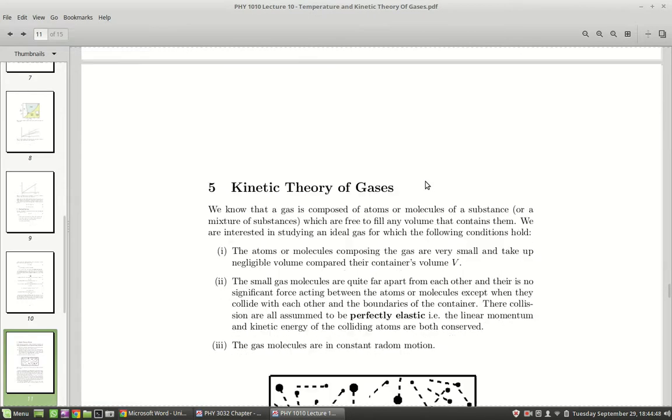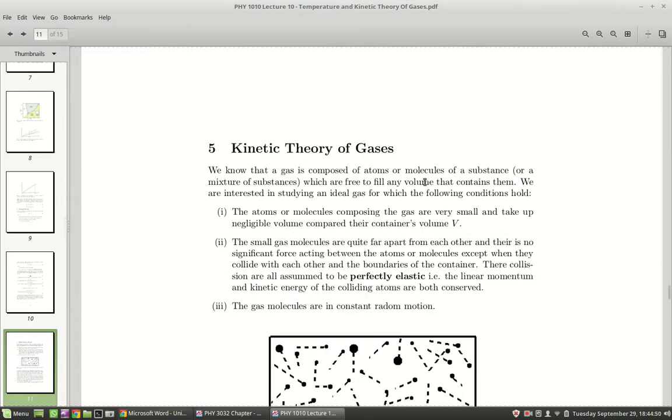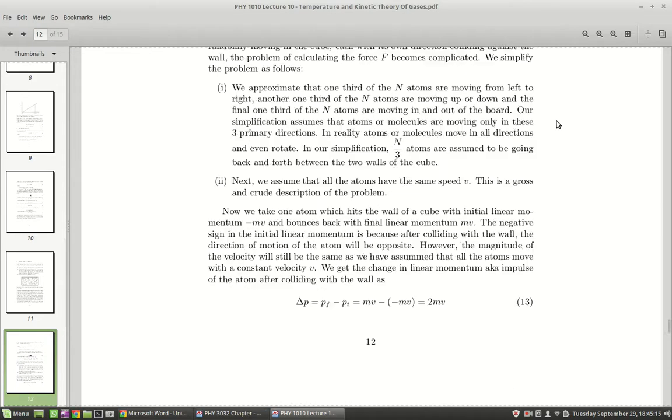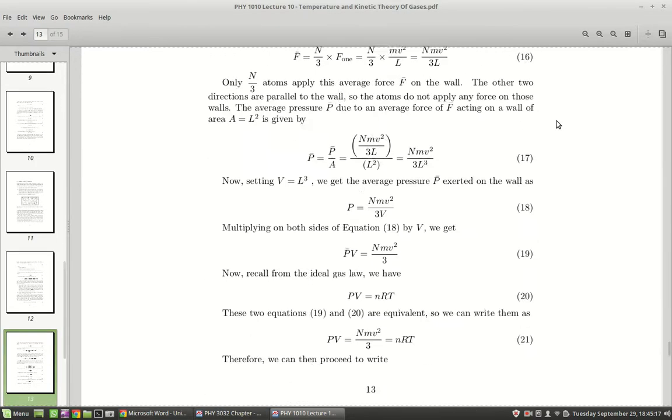Then last but not the least, we are going to look at something known as the kinetic theory of gases. Basically, this kinetic theory of gases is a model we use to explain temperature. So we are going to see how we can use the kinetic theory of gases to explain what temperature is. So basically, in a nutshell, that is what our discussion is going to look like.